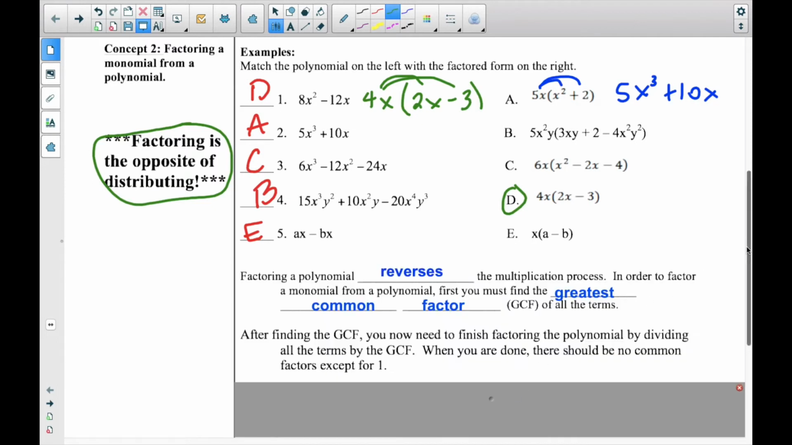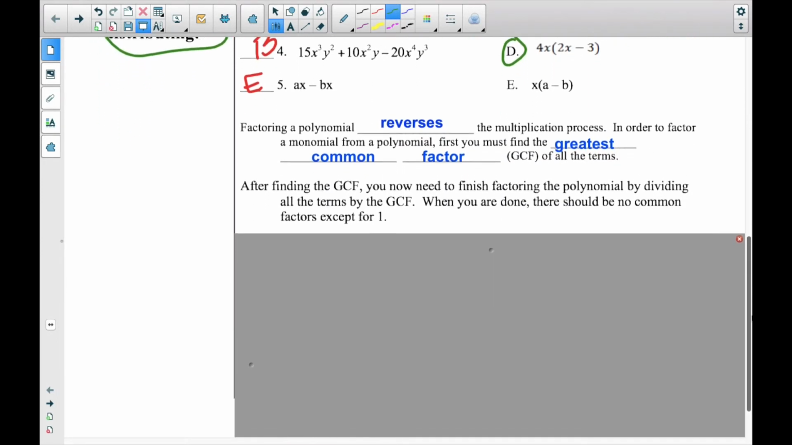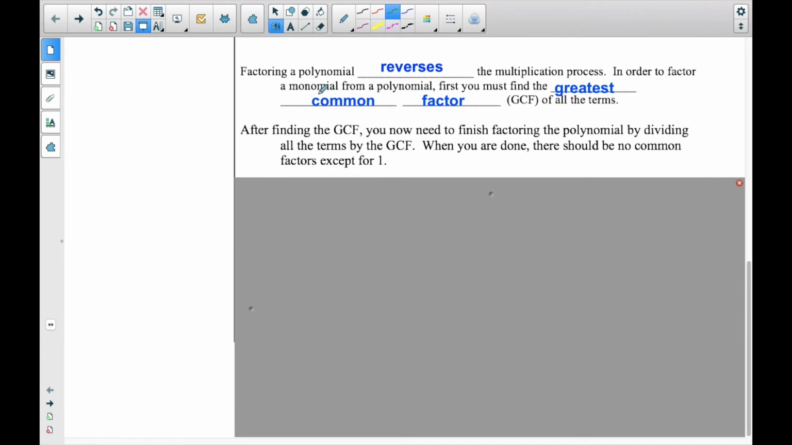A couple of sentences here just to enforce some of these concepts. Factoring a polynomial reverses the multiplication process. In order to factor a monomial from a polynomial, first you must find the greatest common factor of all the terms, and we call that GCF. After you find the GCF, you now need to finish factoring the polynomial by dividing all of the terms by the GCF. When you are done, there should be no common factors except for one. So let's look at some examples.